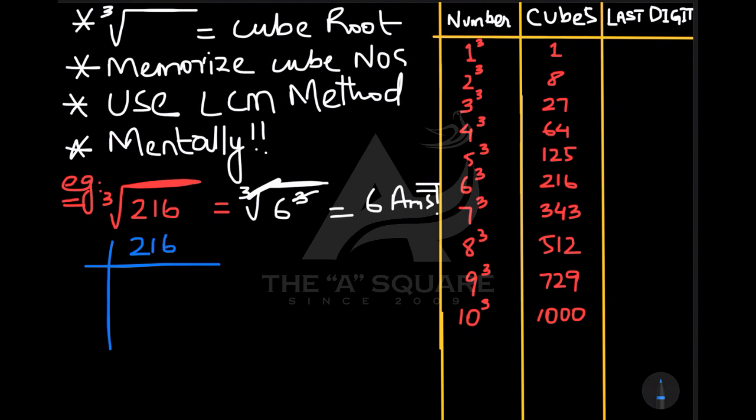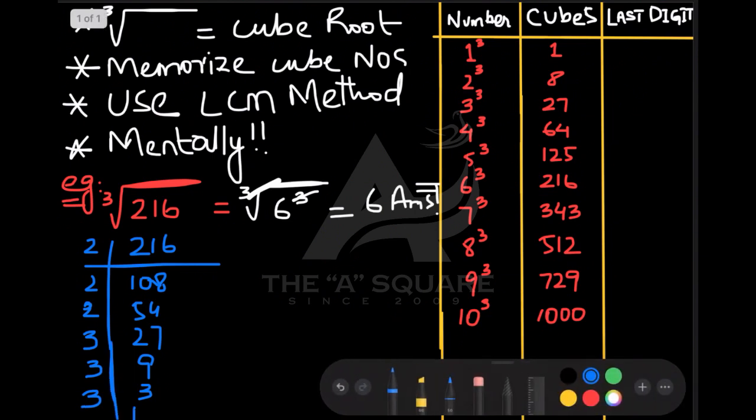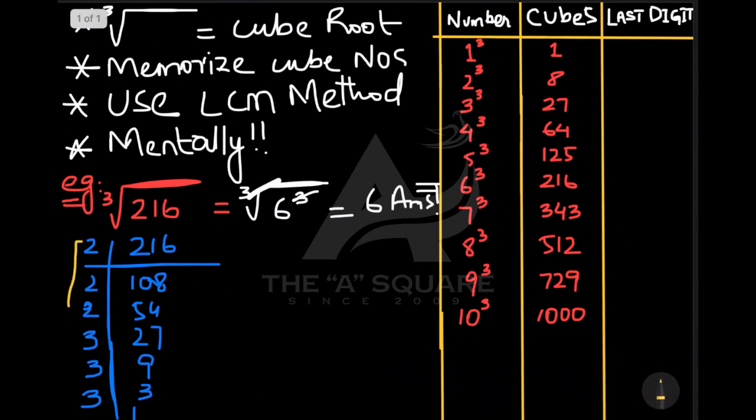For 216, you need to take an LCM: 2 times 108, 2 times 54, then 2 times 27, then 3 times 9, 3 times 3, and then 3 times 1. After the LCM, you need to make groups of the same numbers. For example, we have the number 2 written 3 times, and the number 3 written 3 times. Now we can identify easily that we have a group of 2 and a group of 3. Simple, I am multiplying 2 by 3. The final answer is 6. Either use this method or the first method.